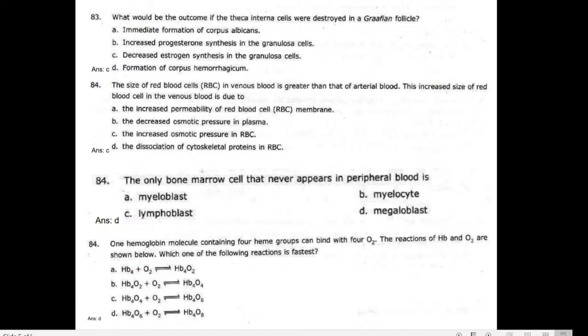Why is this? The bone marrow cells, we all know, are red blood cells that never appear in the peripheral blood. They do not appear in the peripheral cells.